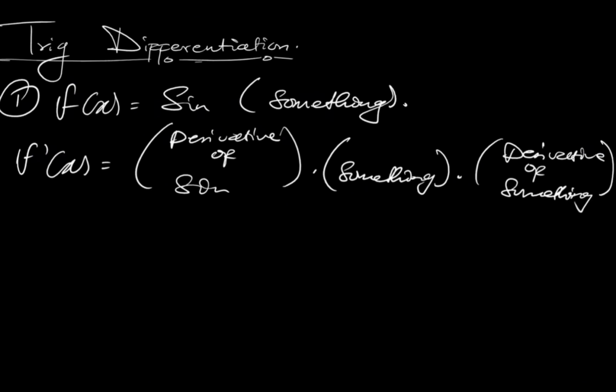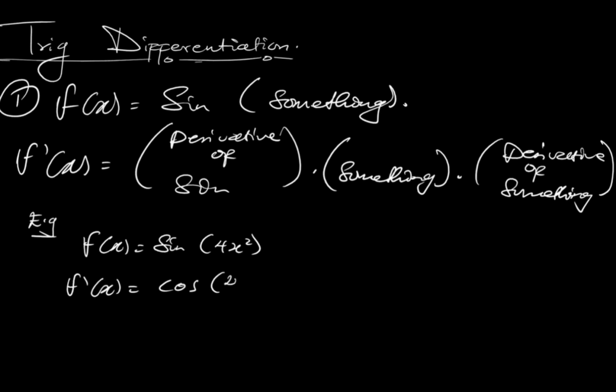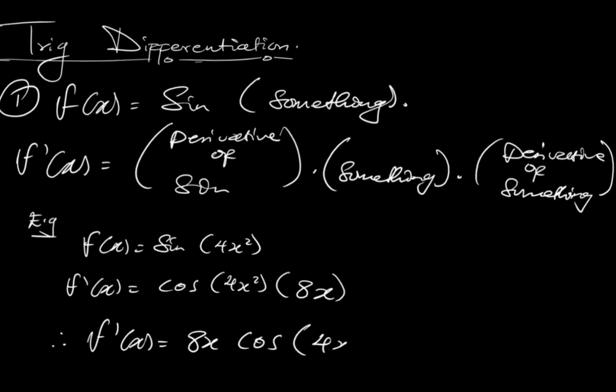So given a function as sine of something, the derivative will be the derivative of sine times something times the derivative of something. Let's understand this with an example. Say f of x is equal to sine of 4x squared. So f prime of x will be the derivative of sine, which is cos, times something, which is 4x squared, times the derivative of something. If you apply the power, you have 8x. And the final answer will be f prime of x equal to 8x cos of 4x squared.